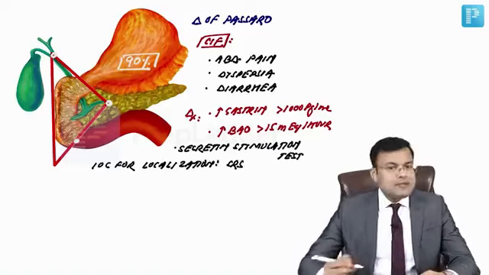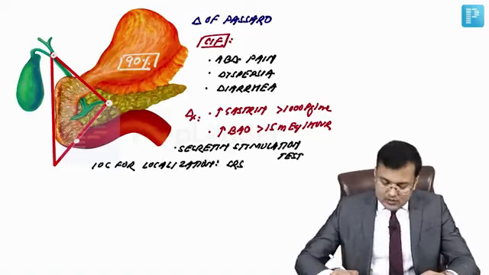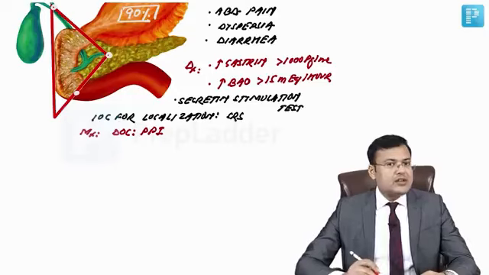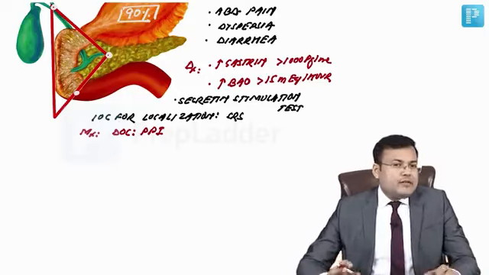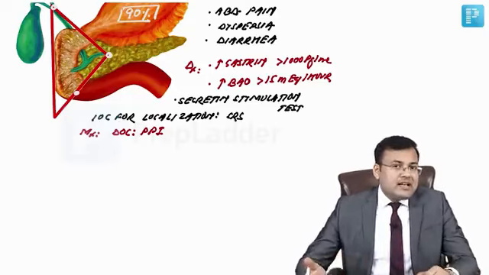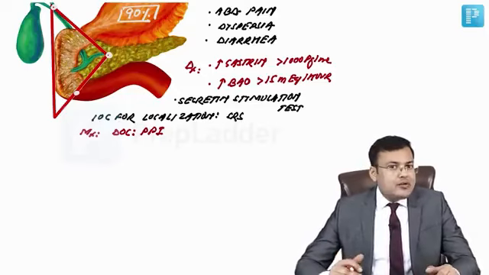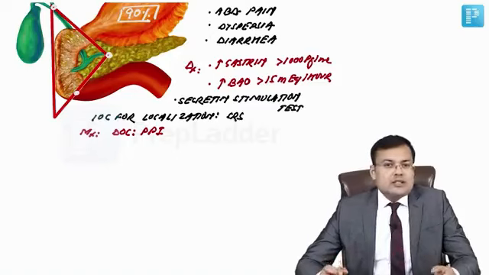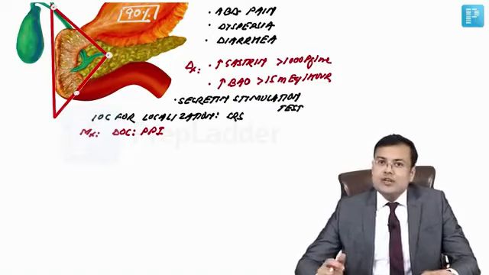Clear? For the management, we have to give the drugs. So what is the drug of choice? Obviously, the drug of choice is PPI because there is increased acid production. What is the surgical treatment? If the tumor is located in body and tail, we go for distal pancreatectomy. And if the tumor is located in the head, we go for pylorus preserving pancreaticoduodenectomy.